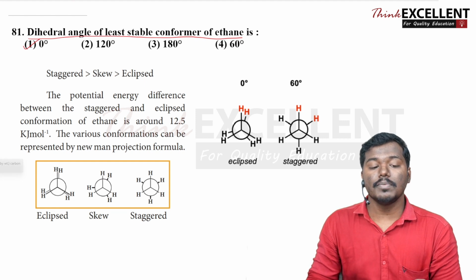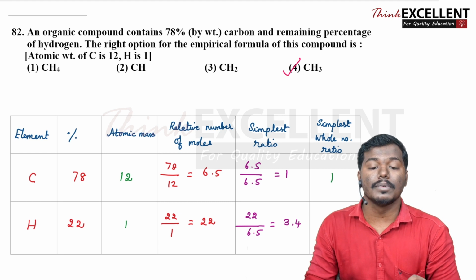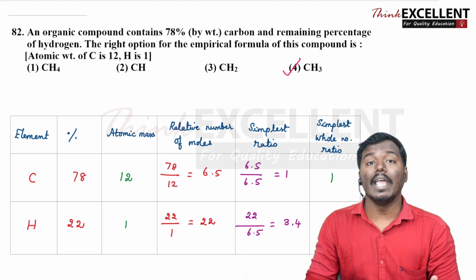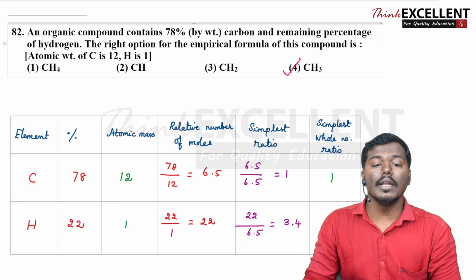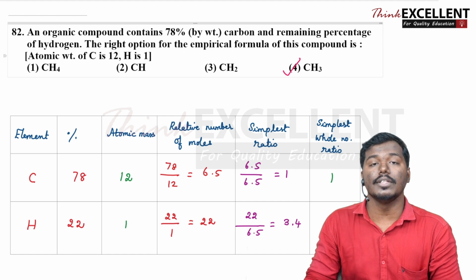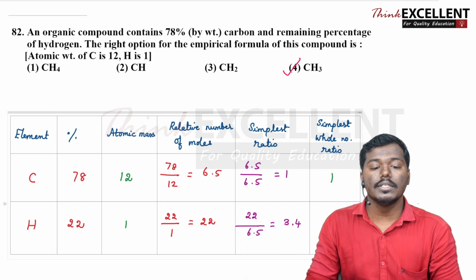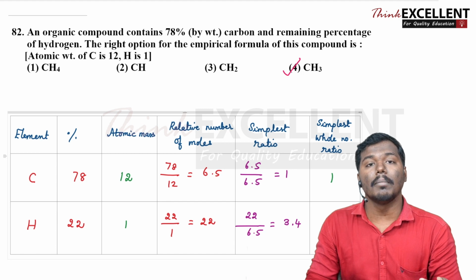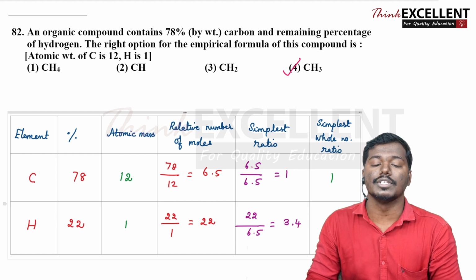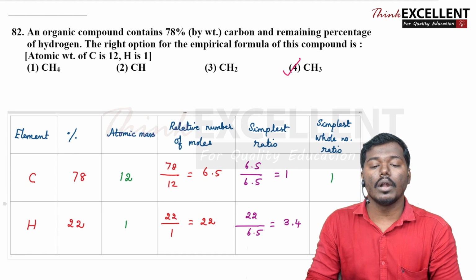Okay, so next we are going to question number 82, a simple question from the basic concepts of chemistry, that is about the empirical formula. So an organic compound is having 78% carbon and the remaining percentage is hydrogen. They asked to find out the empirical formula. So appo adula rendu elements irukku, carbon and hydrogen. Carbon is 78, so the remaining will be 22 for hydrogen. So atomic mass question le kuduthirukanga, 12 for carbon and 1 for hydrogen.